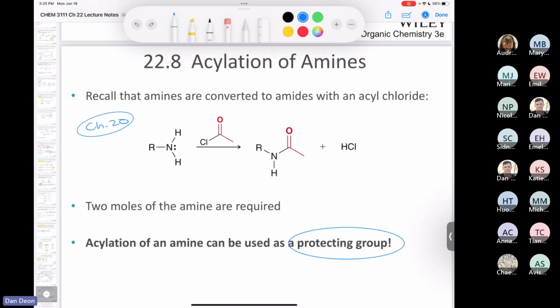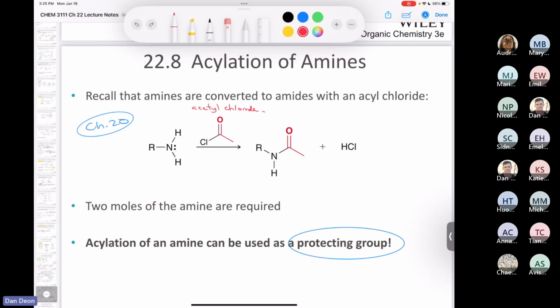And again, like I told you before the last break, acylation of amines is something that we covered already, right? We said that if you took acetyl chloride, which is an acid chloride, and treated it with excess of primary, secondary amine or ammonia, you end up with an amide, right? So here we're starting with a primary amine, so we end up with a secondary amide, and we said you need 2 moles of the amine are required.